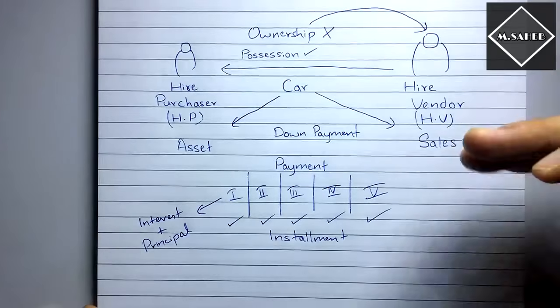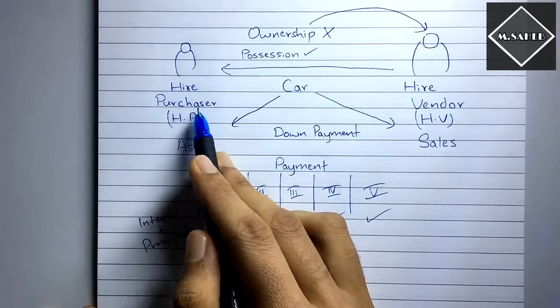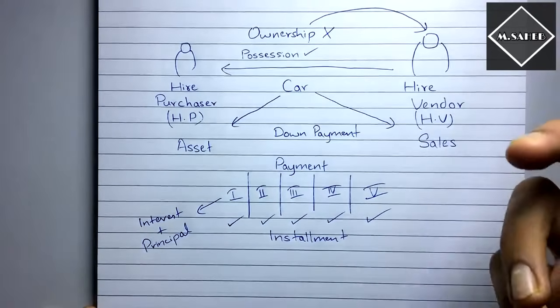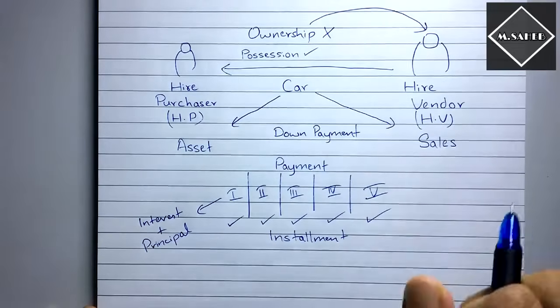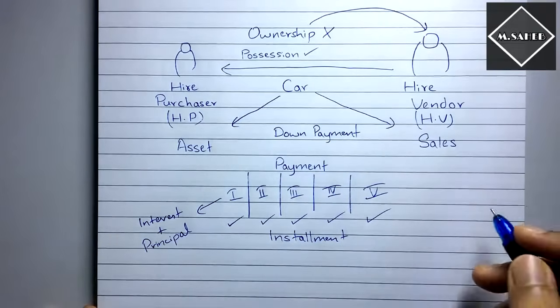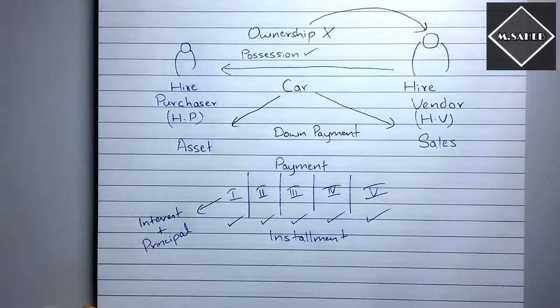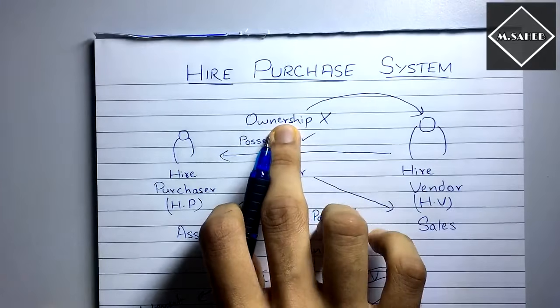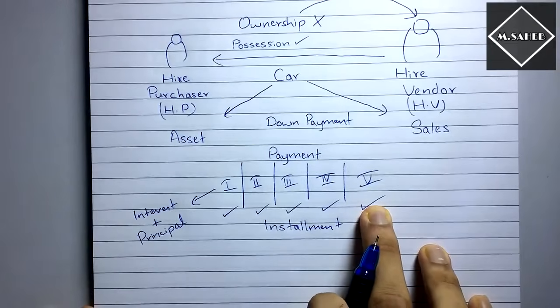So what are the terms we came to know over here? The first is the hire purchaser, the one who purchases the asset, then the hire vendor, the one who sells the asset, and the down payment, the initial payment made from the hire purchaser to the hire vendor to sign the agreement. Then there is the installment, which is paid every year or monthly or quarterly, depending upon the agreement, right? And the ownership will also be transferred at the end, after payment of the last installment, right?